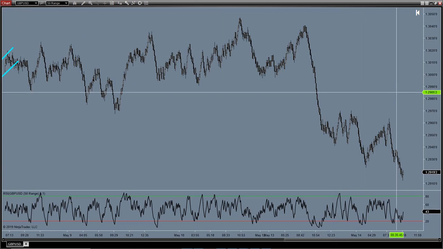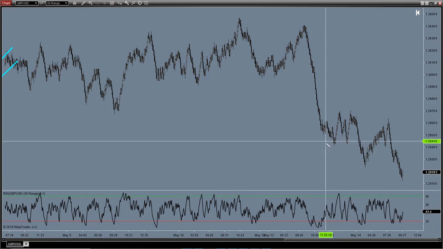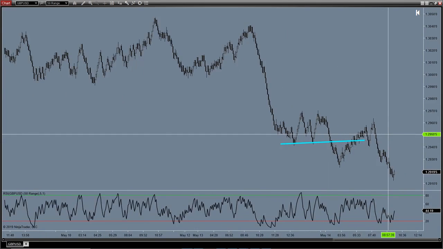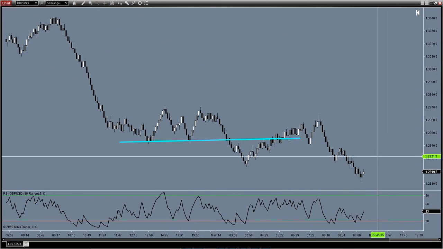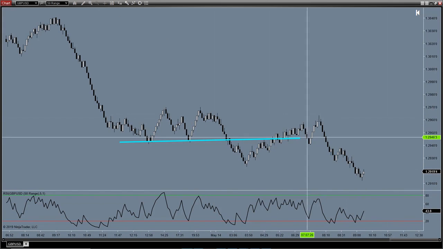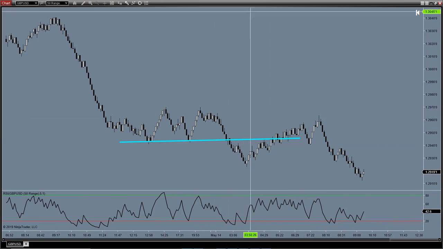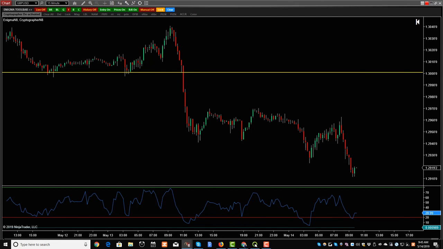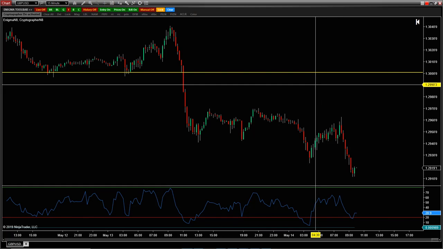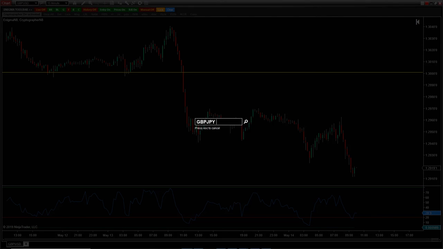So you can see obviously the break and close below structure, and you have a nice retest here, coming back up to that level. A little bit of pain there before rolling over to the downside, but all in all, it's about the same thing as the 5-minute chart, so not too much there. Let's go pound yen, the beast.